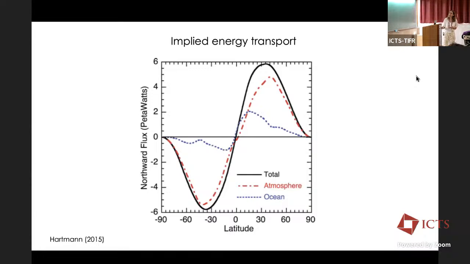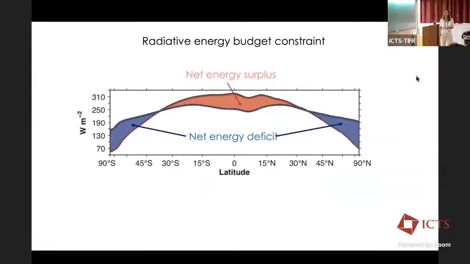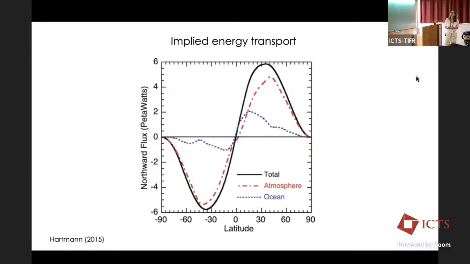And so this is what the black curve here shows. It's the implied energy transport, the transport that is implied by this observed radiative energy budget. Negative means southward, positive means northward. So we see that in both hemispheres, the implied energy transport is directed poleward. And then we can decompose this total transport into the part accomplished by the ocean, the blue dotted curve, and the part accomplished by the atmosphere, which is the dash-dotted red curve.